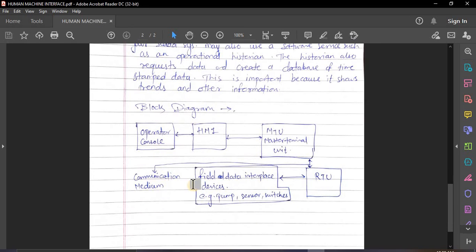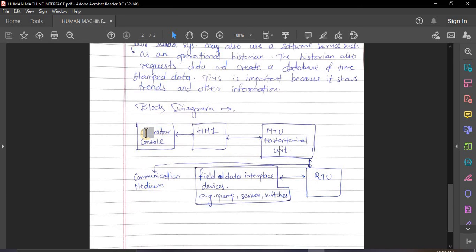So this is the block diagram of HMI. The operator console is the user interface. For example, your mobile screen or the touchpad is your operator console. HMI is your motherboard, and MTU is your telecommunication service unit, as in mobile phones.